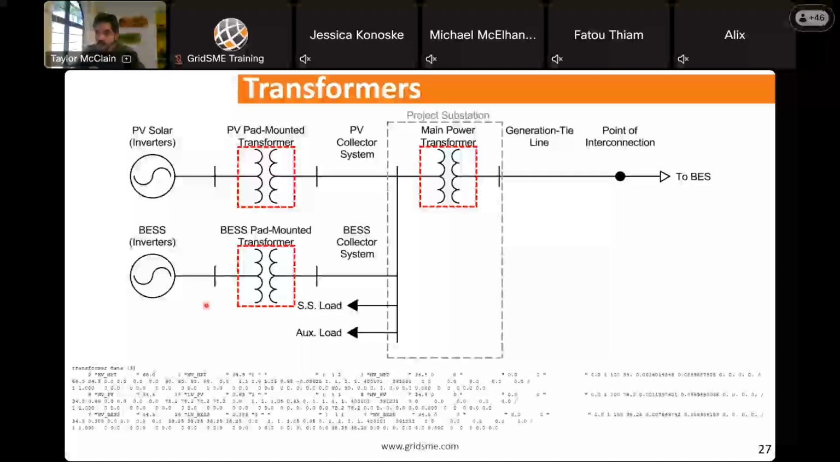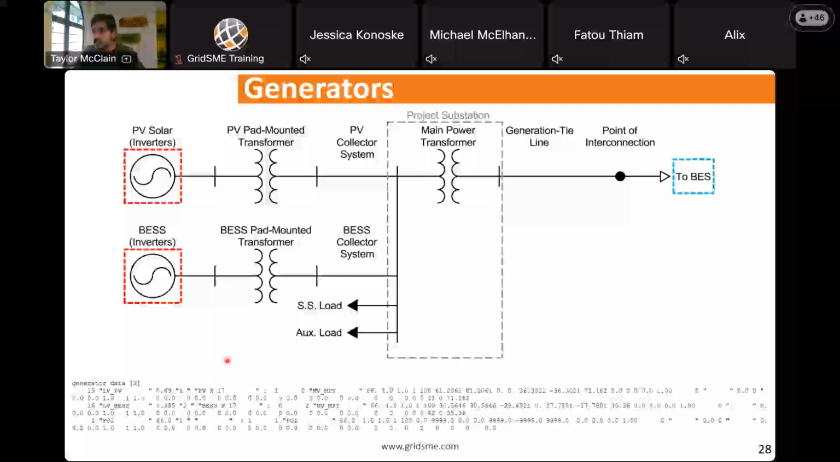As discussed earlier, these could be equivalenced. And so we see that even though there are 17 generators, 17 pad mounts, and a full collector system for both PV and BESS, we have effectively condensed that down to just a single pad mount transformer model for each of the pad mounted transformers.